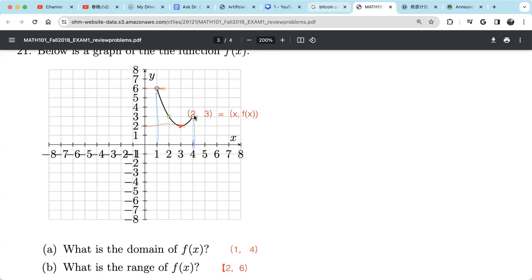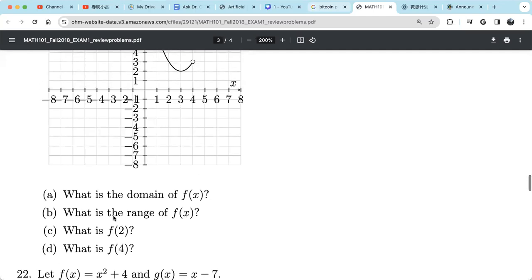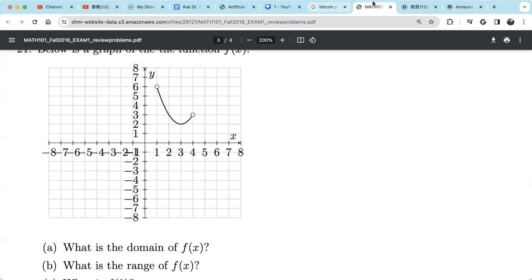Hold on a second, I think I made a mistake. Let me erase this. Let me erase everything and see the question again. Yeah, f of 2 and f of 4. So we want to find f of 2 and f of 4.